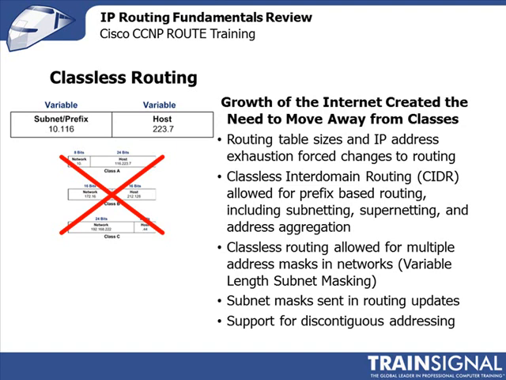Because of that, there was support for discontiguous addressing. And, for instance, an internet service provider could send out 1 or 2 announcements with this large number of addresses aggregated down to a simple statement or two, instead of having to send this very large number of routing updates with things that are more specific. So classless routing.